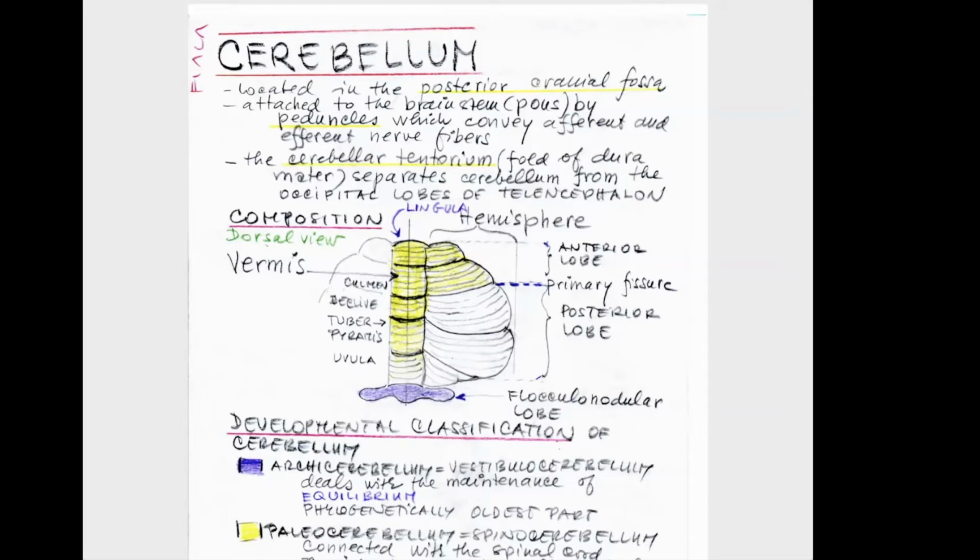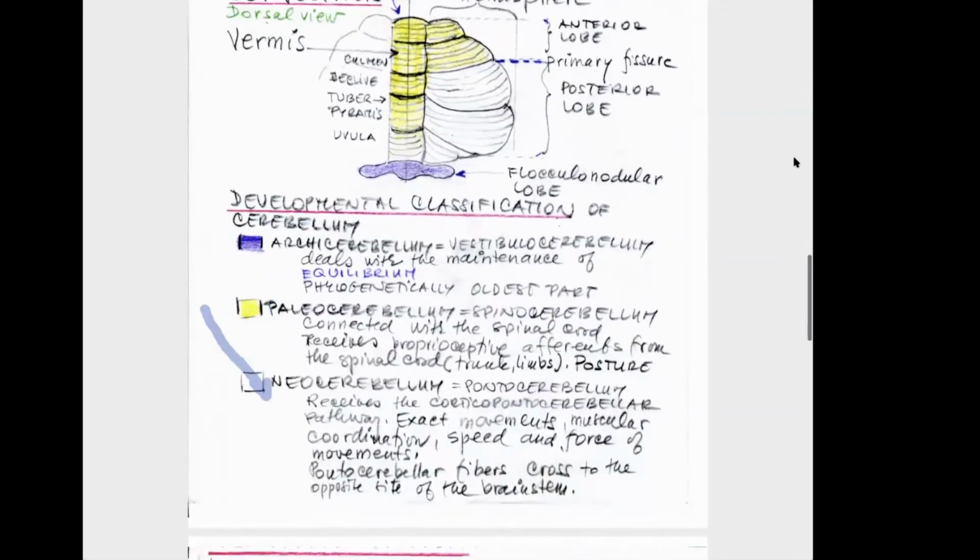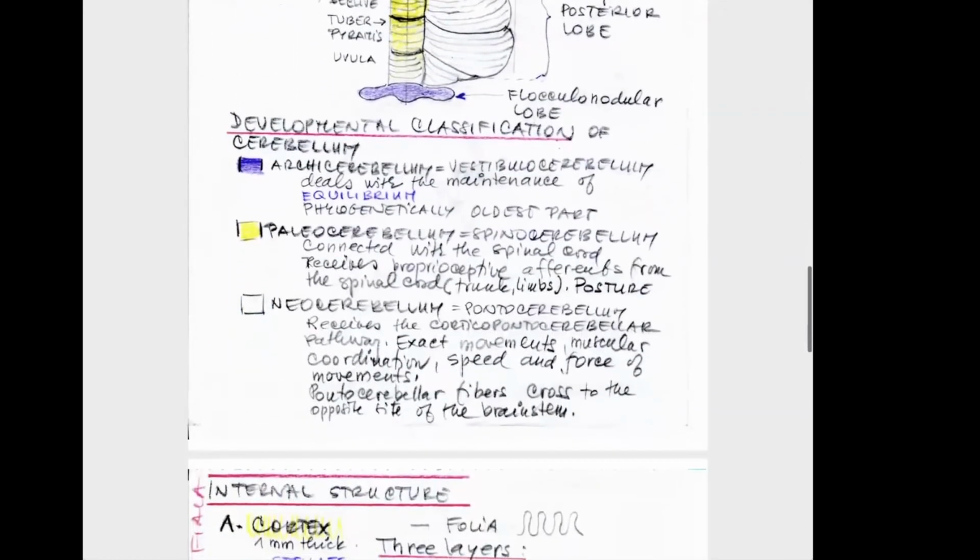So we are looking now at the developmental and functional classification of the parts of the cerebellum. The cerebellum consists of three different parts. Number one is the archicerebellum. Archicerebellum is also called vestibulocerebellum, which deals with the maintenance of equilibrium.